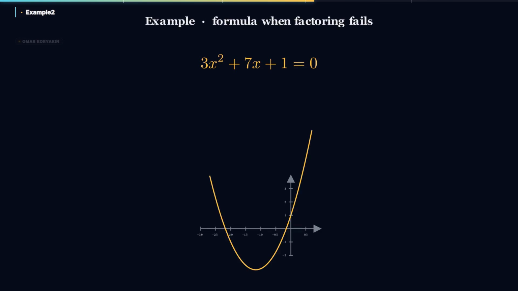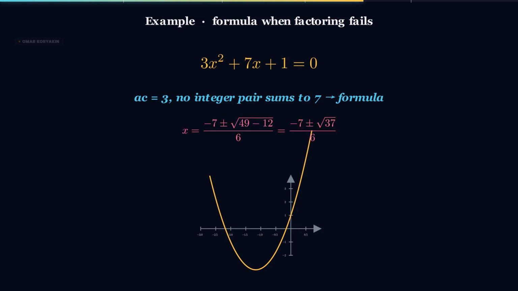Example 2. Solve 3x squared plus 7x plus 1 equals 0. The leading coefficient is 3 this time. Check the shape. Not in square root form. Try factoring next. AC method, a c equals 3, b equals 7. Find 2 integers with product 3 and sum 7. The integer pairs of 3 are 1 and 3, neither summing to 7. Factoring fails. Use the quadratic formula.